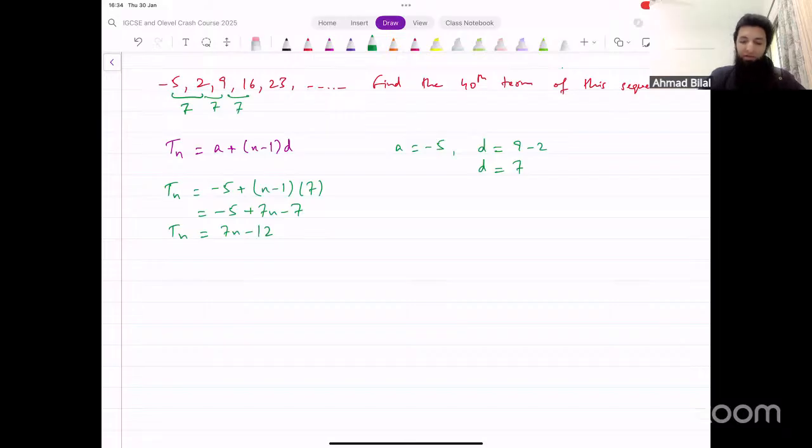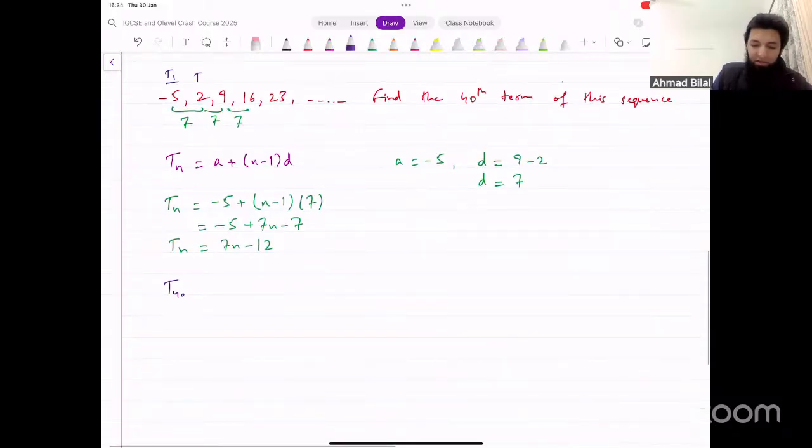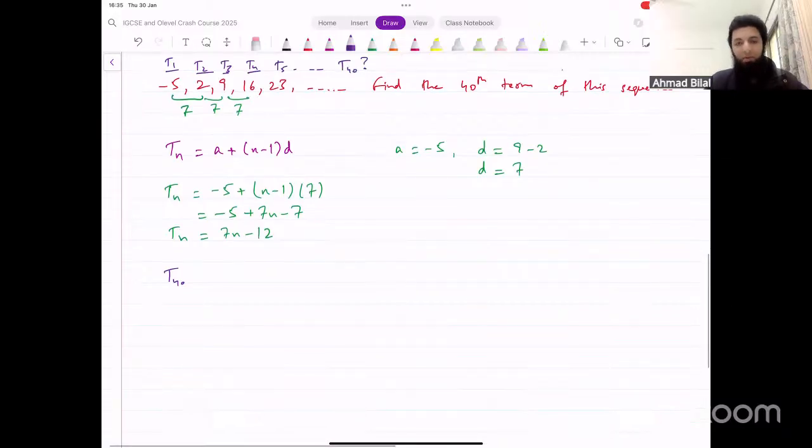Okay, you can verify this as well. N equals 1 gives us -5, n equals 2 gives us 2, n equals 3 gives us 9, and so on. So this formula is correct. Now, what are we looking for? We're looking for the 40th term of the sequence. 40th term means we're looking for T40, right? This is T1, this is T2, this is T3, this is T4, and so on. We want T40. We want the 40th term. All we have to do is input 40 in place of n here. And that will give you the term value when it's the 40th term.